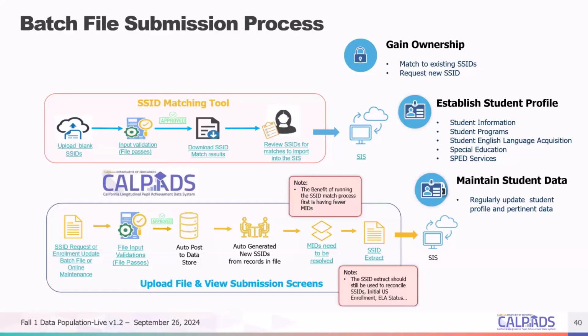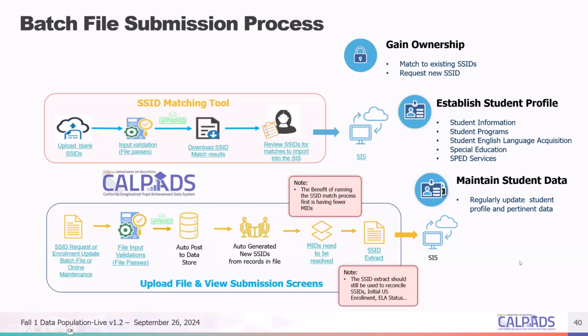All right, so let's do the submission demonstration. I will be uploading a blank SSID file and trying to match it to existing records in CalPADS. So we will first do the SSID match tool process. And then later on, once we are certain that there are matches or no matches for the list of students I sent up, I will then be able to submit or request their SSIDs in CalPADS and then submit all of the other requirements that have to be submitted.